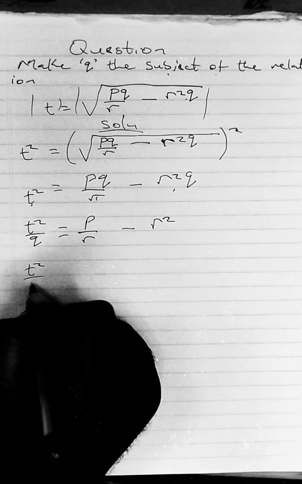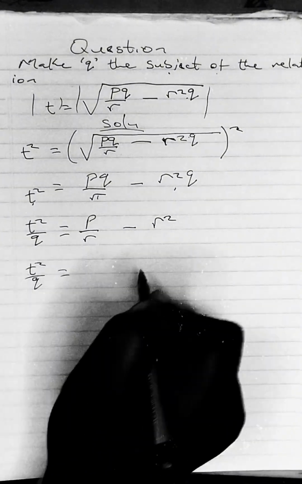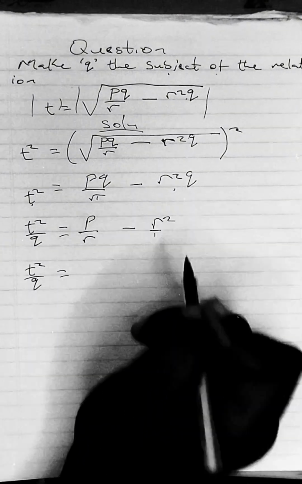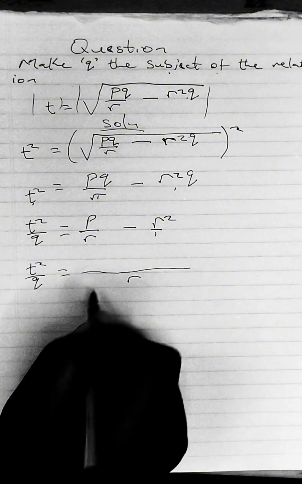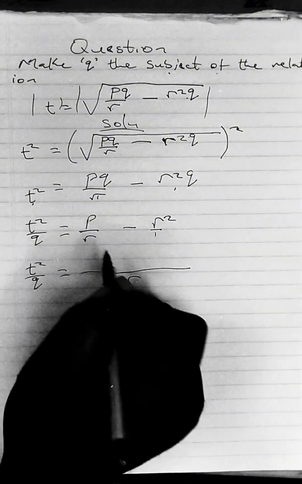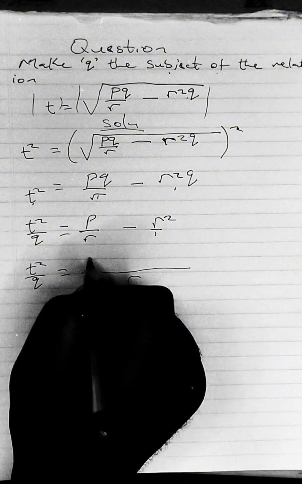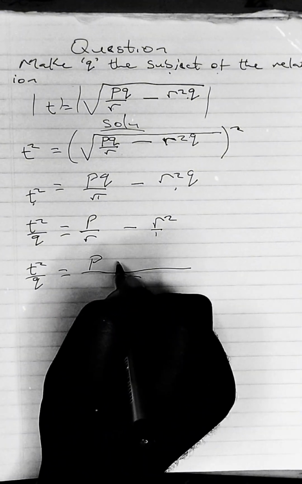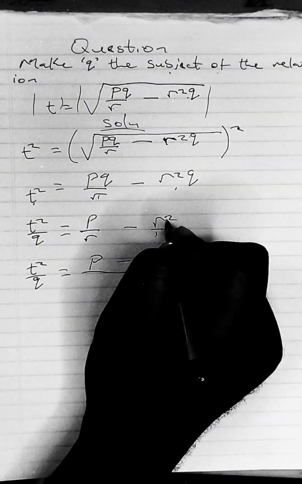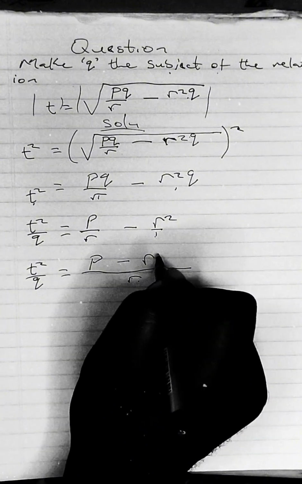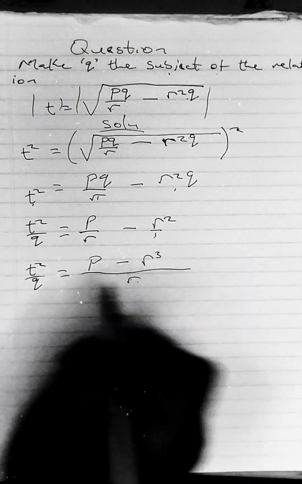T squared over Q is equal to, you remember this is over 1. So here becomes the denominator. So this divided by this is 1 times this will give you P, minus this divided by this will give you R times R squared, which gives you what? R cubed, or R to the power of 3.